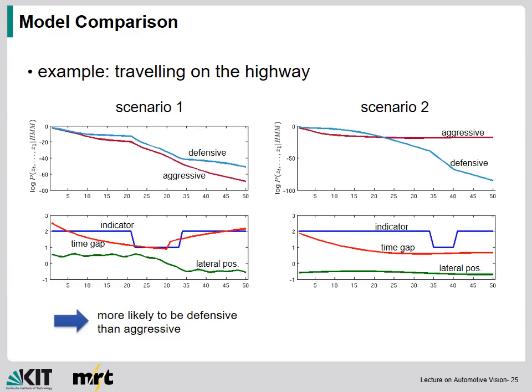In the beginning, the defensive driver model seemed to be more promising than the aggressive driver model, but then when the time gap gets small, and especially when the indicator light is activated on the left lane, then it becomes very clear that we are dealing with an aggressive driver and not a defensive driver.